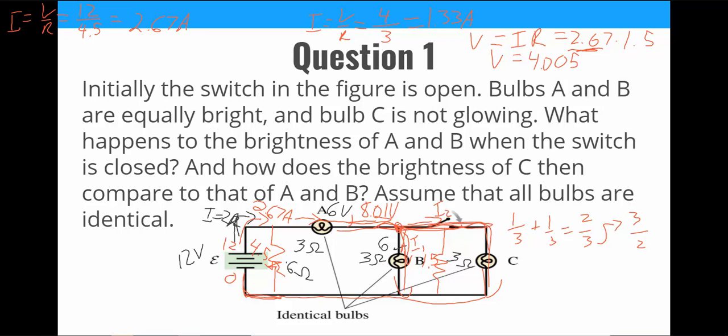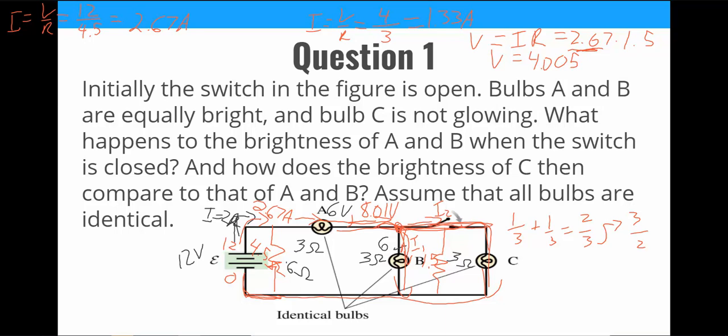Okay, so let's actually answer this question. I just analyzed that to death, just for the sake of the rules. Initially, the switch in the figure is open. The bulbs are equally bright, because they have the same current and same voltage drop across them, which is what we found earlier, right? They both had 6 volts drop across them with the same current.